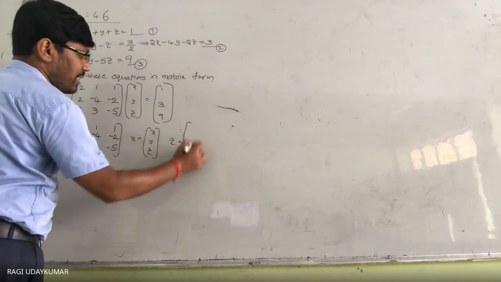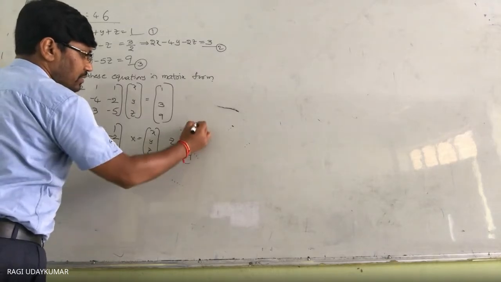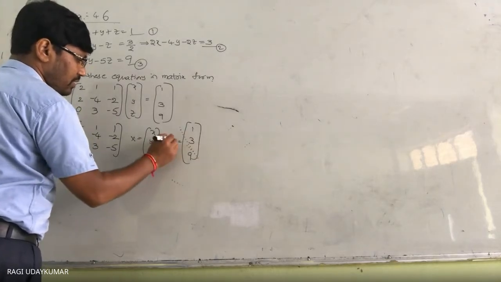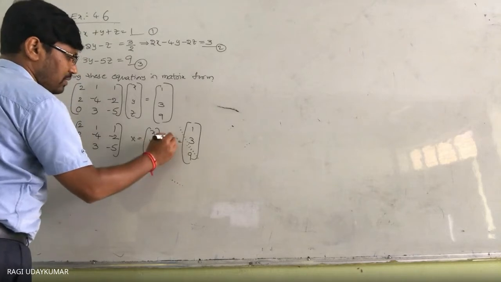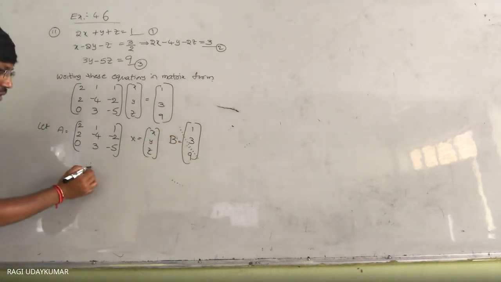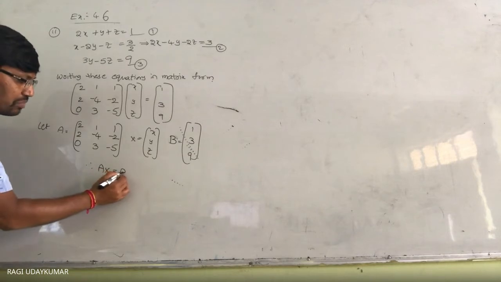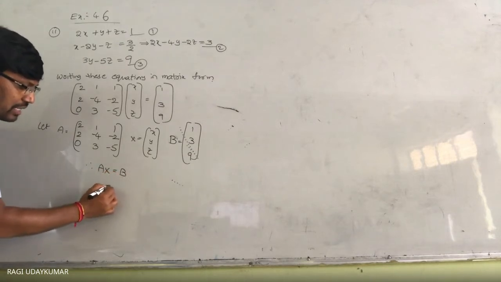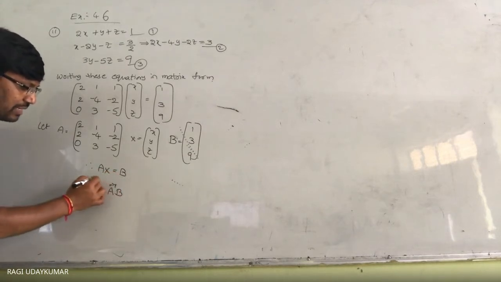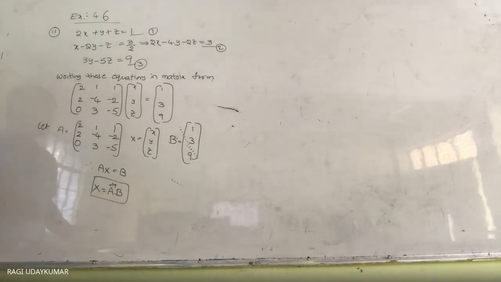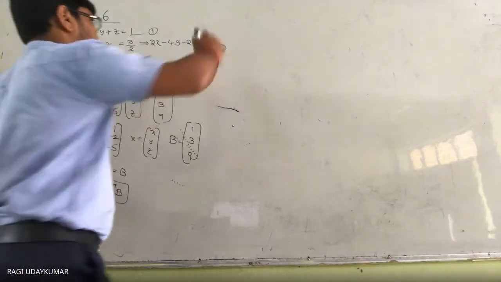In this matrix we are taking it as A by B matrix. You can take another. Therefore, you are going to get Ax = B. As per the solution, X = A inverse B. So, we need to find the inverse of this matrix.